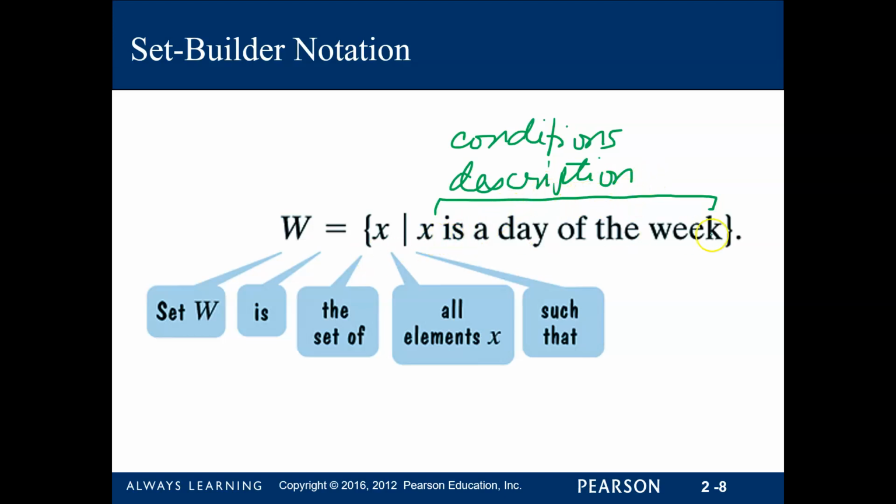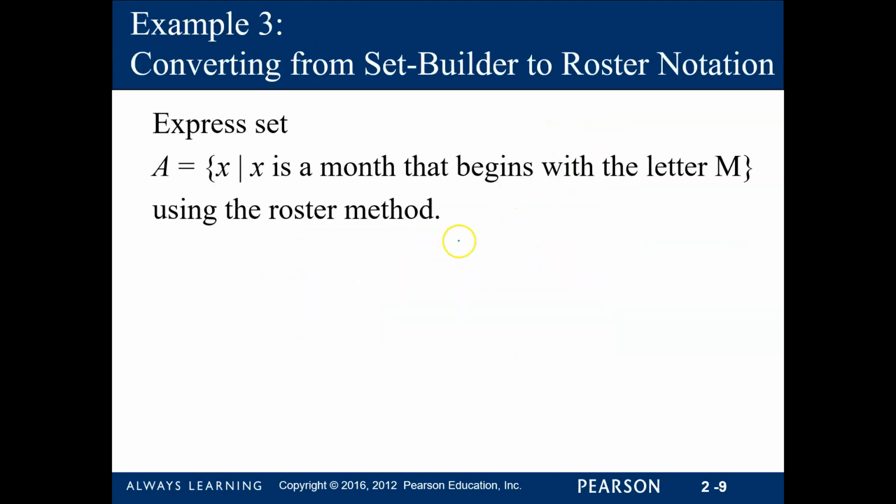Now, not at all times will they be words like this. Sometimes the conditions could be written in algebraic expressions like inequalities and things like that. So pretty much this is how it would look. We have to make sure that you know how to read this and how you can change them, let's say, into roster method. So for example, this one, we have the set A.